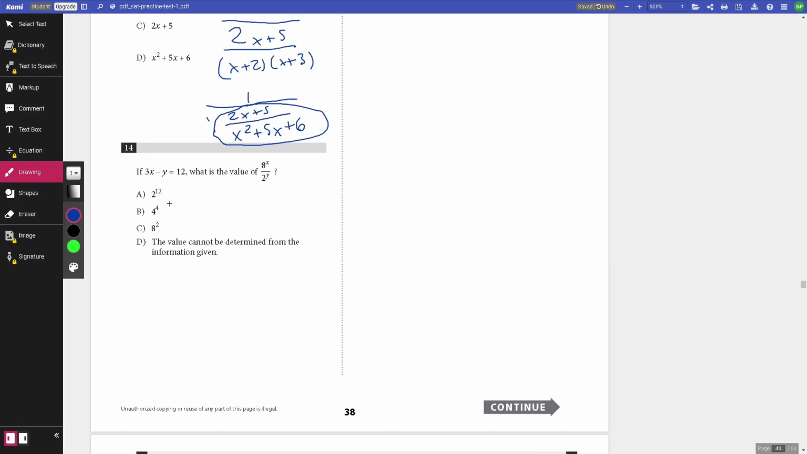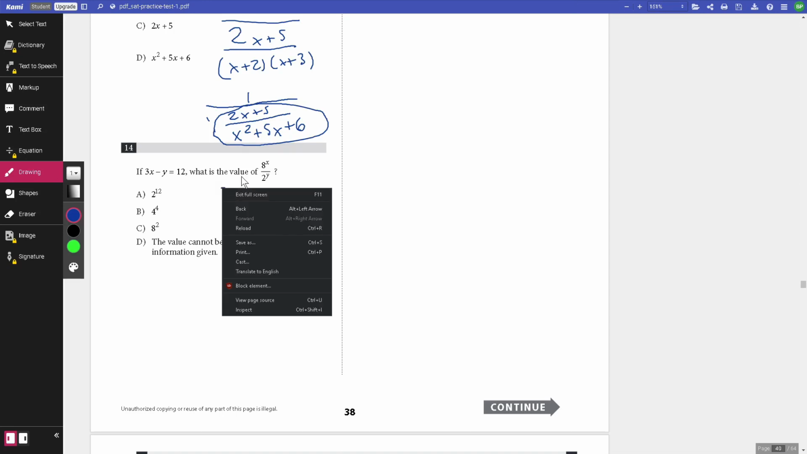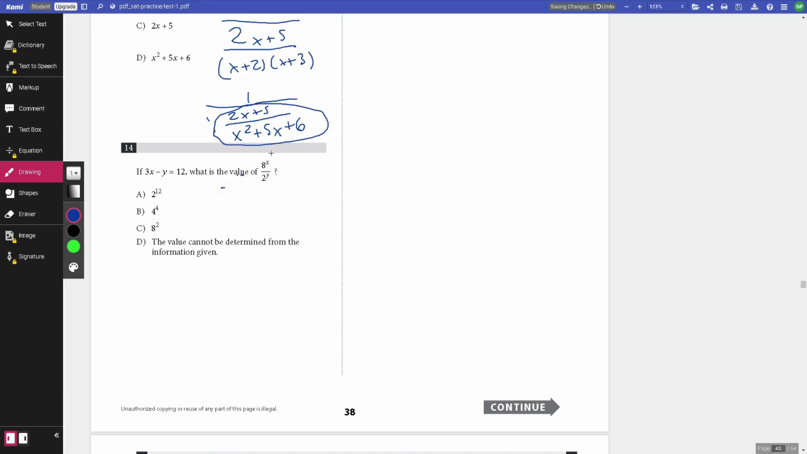Number 14, if 3x minus y equals 12, what is the value of 8 to the x over 2 to the y? So for this problem, I would simplify, I would write 8 to the power of x in simpler terms. 8 to the x is also, 8 can be written as 2 to the power of 3, and then write that x, and then 2 to the y can be written as so.